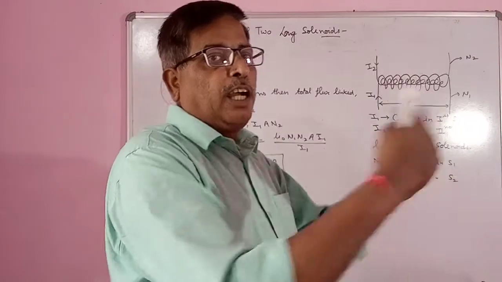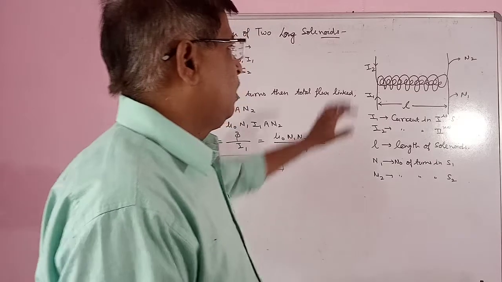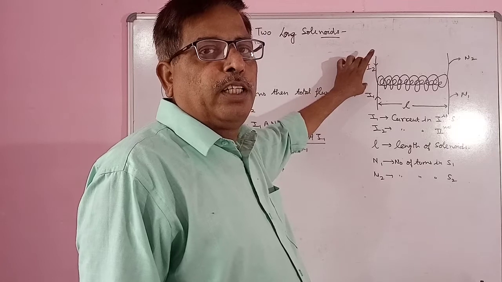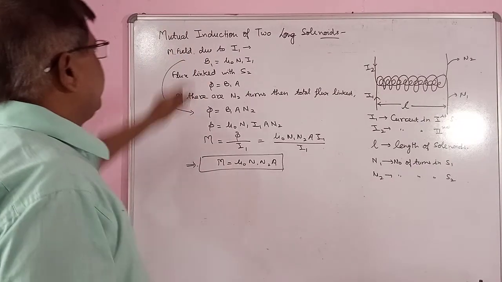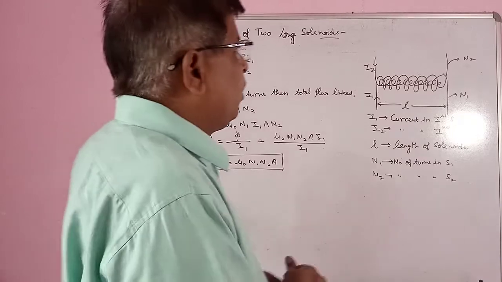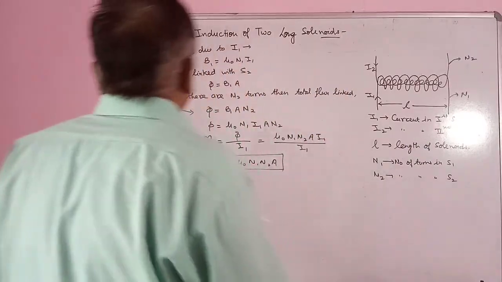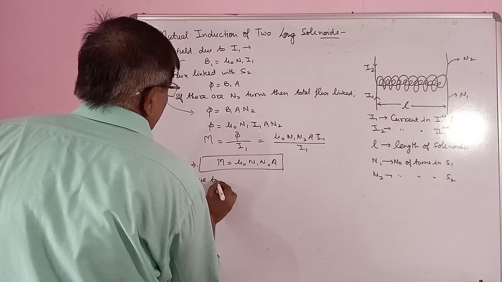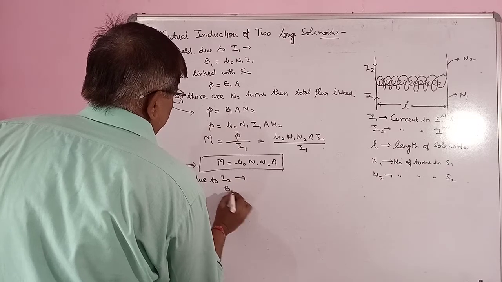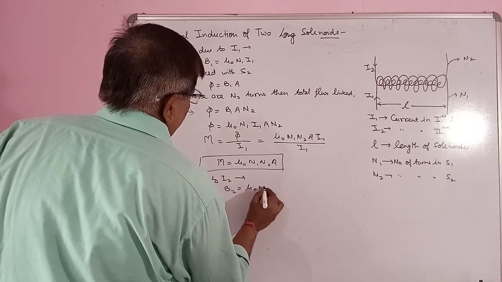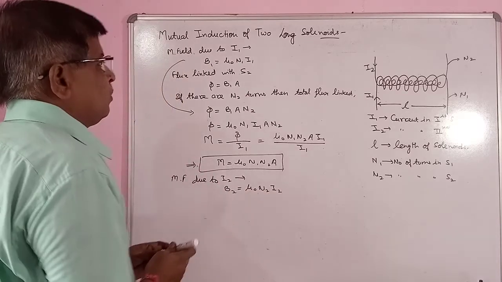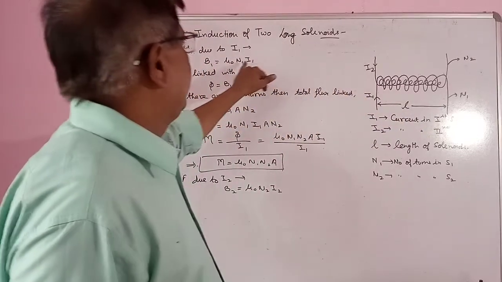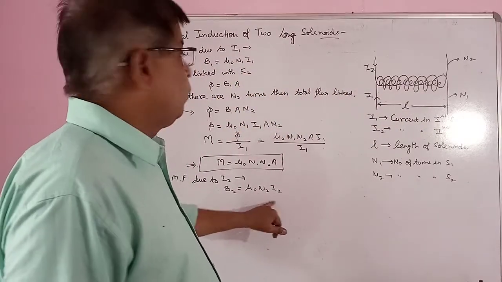Now we are considering the opposite. So now we are considering that current I2 is flowing in the second solenoid. So again there will be a magnetic field of the second solenoid also. So what will be the magnetic field? The magnetic field due to I2, this will be B2 equals mu naught N2 I2. Here we are considering N1 I1, here we are considering N2 I2.